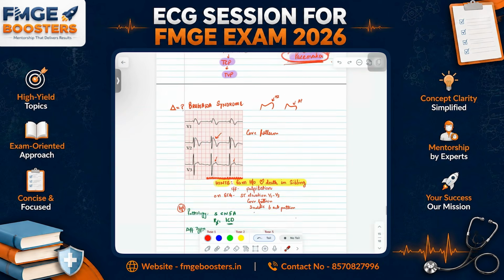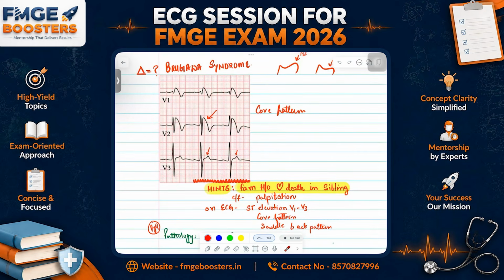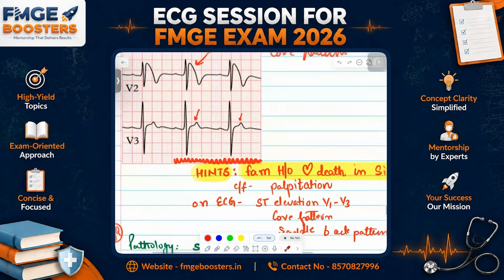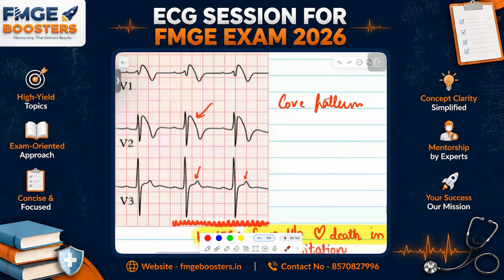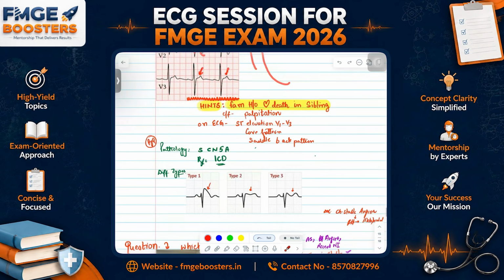Okay? There is something known as Brugada syndrome. The hints will be a family history of cardiac death in a sibling, palpitations will be present, and on ECG we will see ST elevation in V1 to V3. And if you see that it looks like a horse saddle, right? So you can call it a saddle pattern, or you can call it a coved pattern. If you see something like a coved pattern, just remember it is Brugada syndrome, nothing else. From the pathology point of view, the problem is in SCN5A. And how do we treat it? We will treat by ICD, right?